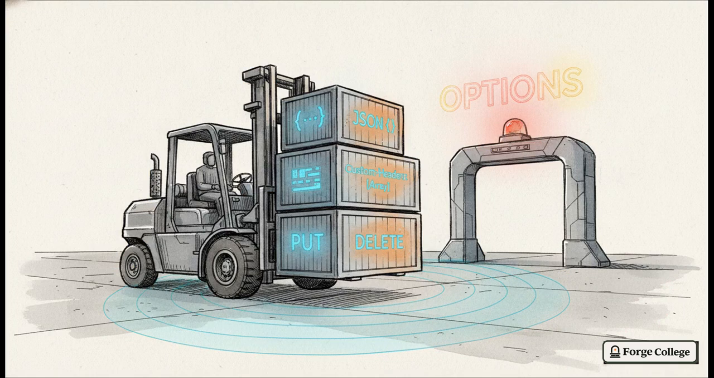So what actually triggers that forklift scenario? Well, here are your pre-flight triggers. You've got non-simple methods like PUT or DELETE. You've got custom headers, like maybe passing an X-Client-Version for some user analytics. Or specific content types. And the biggest culprit here is application/json.